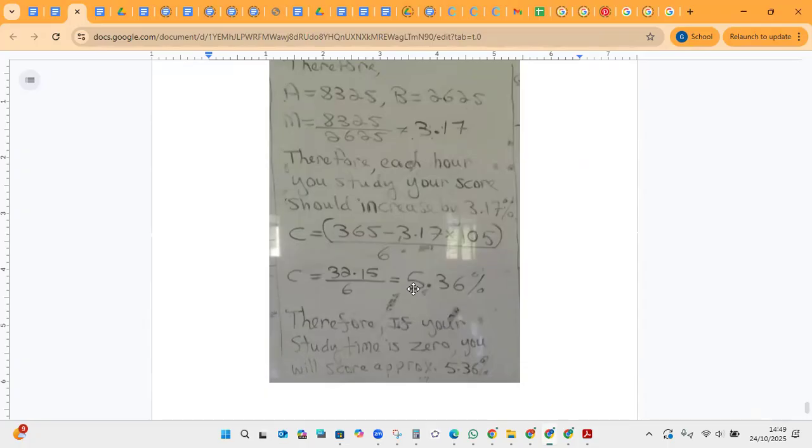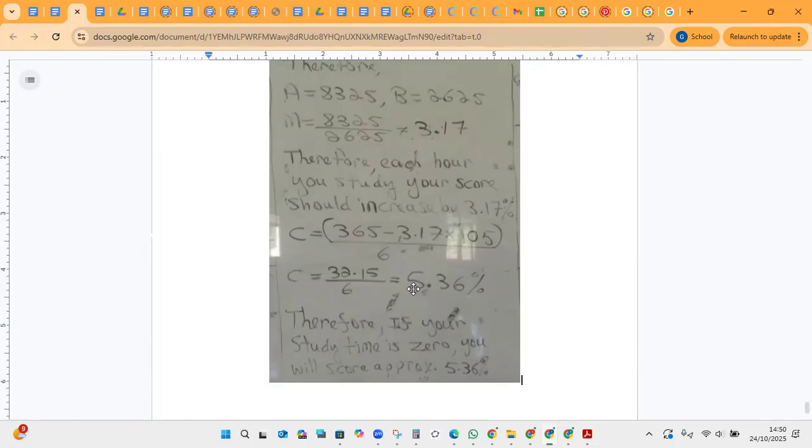What does that 5.36 mean? If your study time is 0, if you do not study at all, you will score approximately 5.36%. That is what this is saying. So if you don't study at all, you may score 5.36%, and each hour you study, your score will increase by 3.17%.